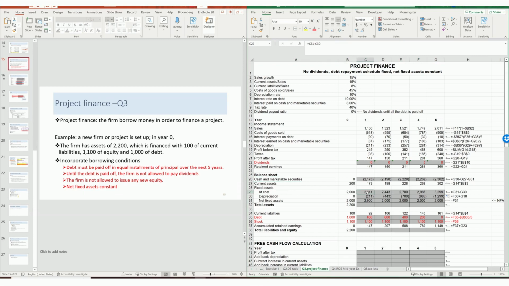Now, fixed asset at cost is the book value of all the fixed asset. Subtracting the depreciation, we have the net fixed asset here. And finally, total assets should be cash plus current assets plus net fixed asset.